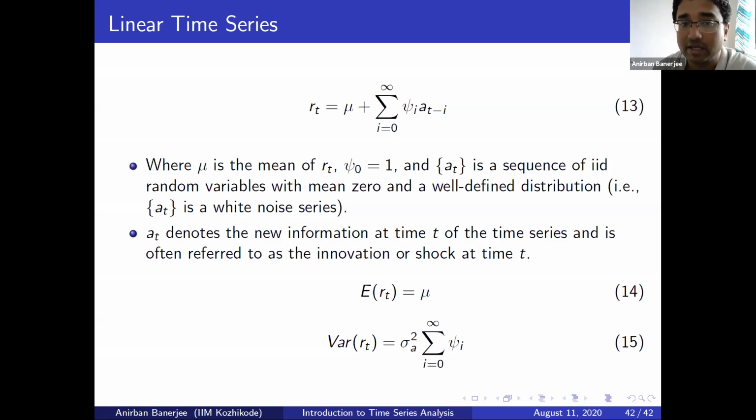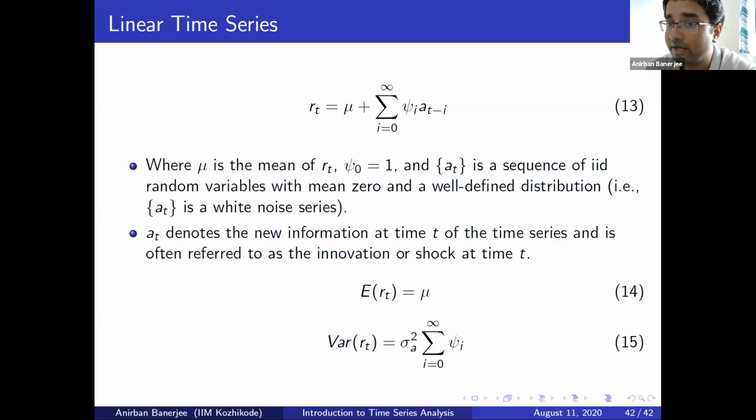So in that case, what happens to the expectation? E of RT: the second part is a summation of white noise series. If there's a white noise series, the expectation of that is going to be 0. So E of AT is always going to be 0, and E of the sum of AT is also going to be 0. So the second part does not come into the mean, and E of RT is going to be just mu.